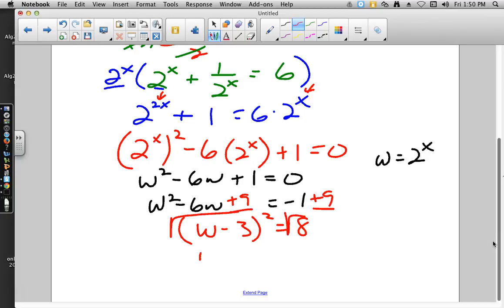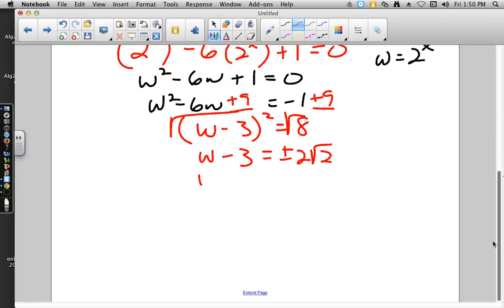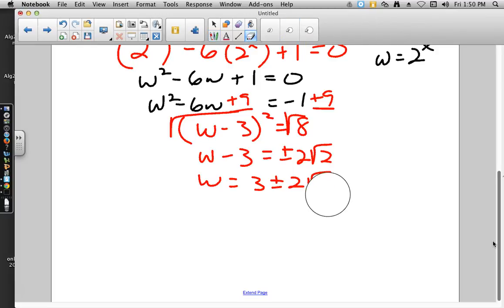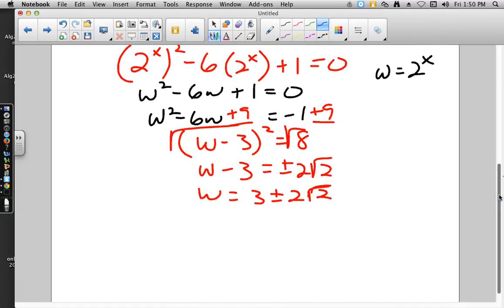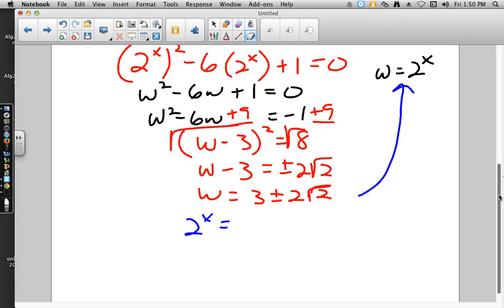Square root both sides, and w minus 3 equals plus or minus, and I'm going to go ahead and simplify that to 2 square roots of 2. And then we add the 3 to both sides. And finally, we will substitute back in. I mean, the whole reason we did this was to make it easier to work with, but we do know that w equals 2 to the x. So 2 to the x equals 3 plus or minus 2 square roots of 2.